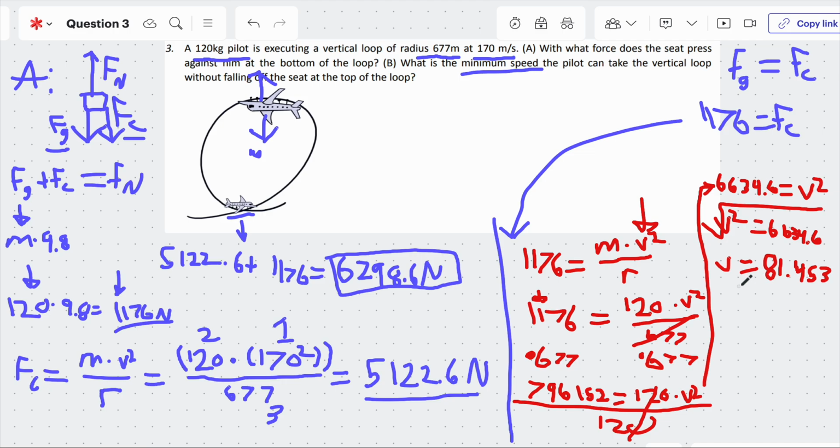I would like you to pause and take a second and find the units. So units, meters per second. Yeah. So this is our answer to part B. That is a minimum speed he can take, because that value, when plugged into our centripetal force equation, will give us 1,176. All right. Okay, on to the next one.